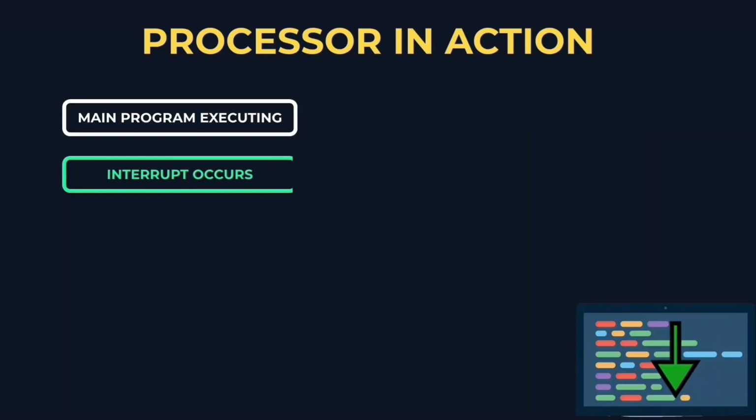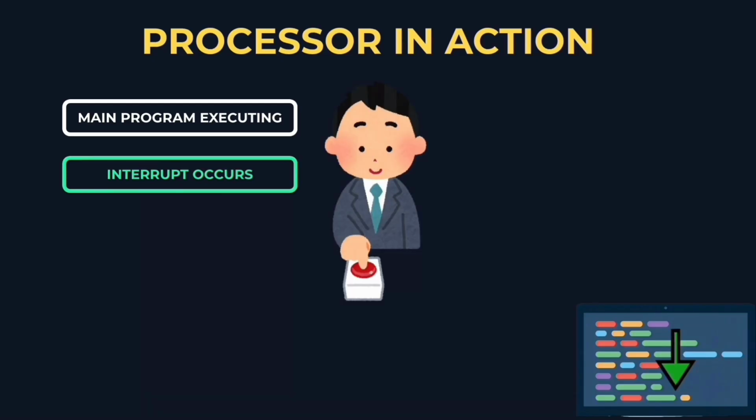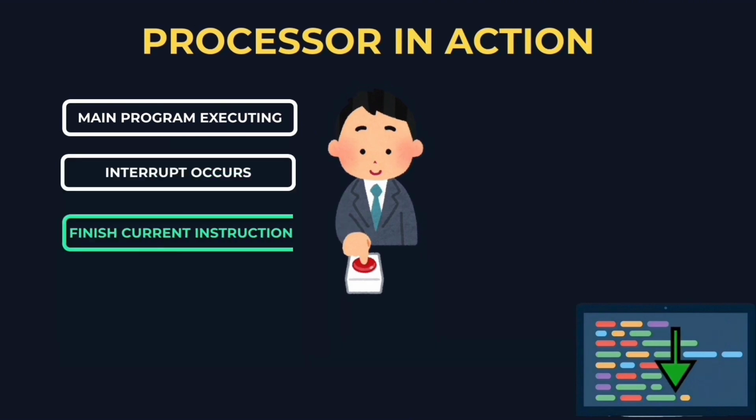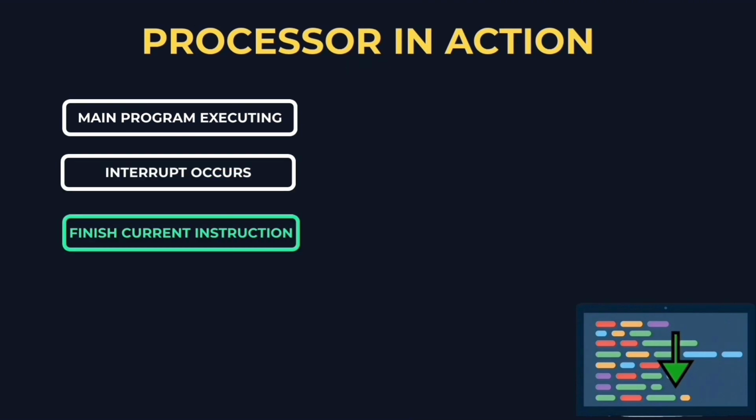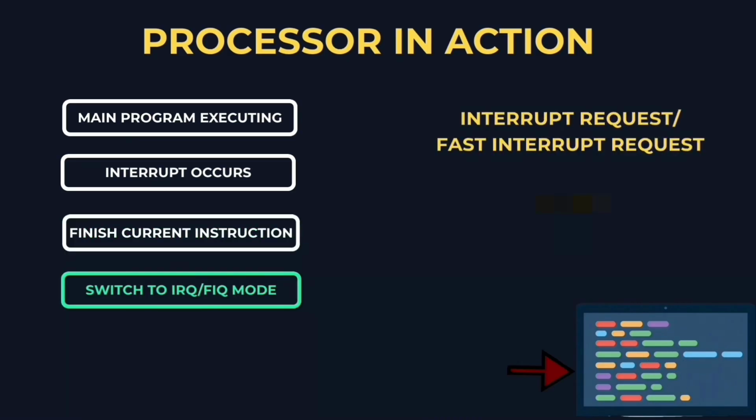Now let us understand what happens inside the processor during an interrupt. According to the ARM7 architecture used in LPC2148, when an interrupt occurs, the processor performs several steps automatically. The processor first finishes the current instruction, switches to a special exception mode depending on the interrupt type. An exception mode is a special operating mode of the processor used to handle interrupts or other exceptional events, and examples include IRQ mode and FIQ mode.